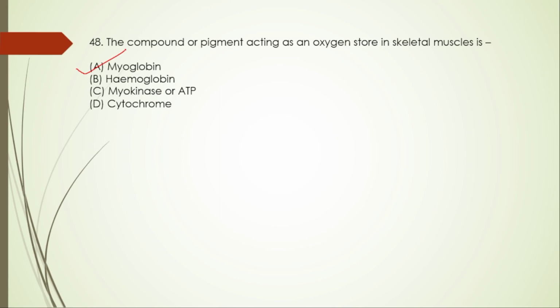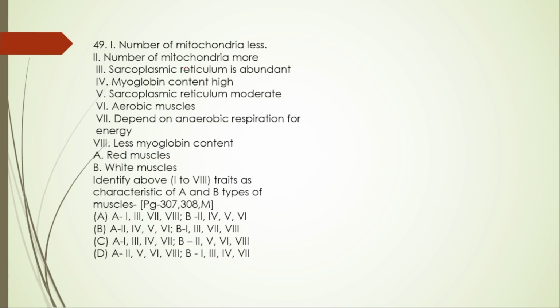Actually, it is an iron and oxygen binding protein which is found in the skeletal muscle tissue of mammals usually. It serves as a local oxygen reservoir, providing oxygen to a muscle during periods of high demand or low blood flow. Next question, that is question number 49.